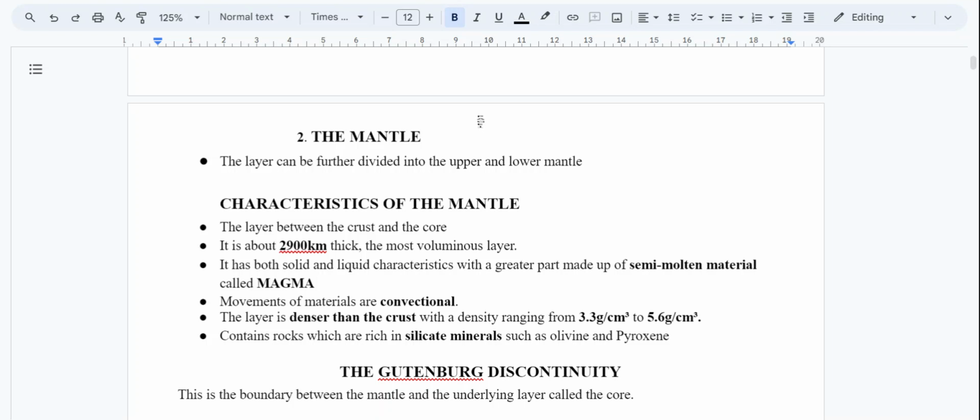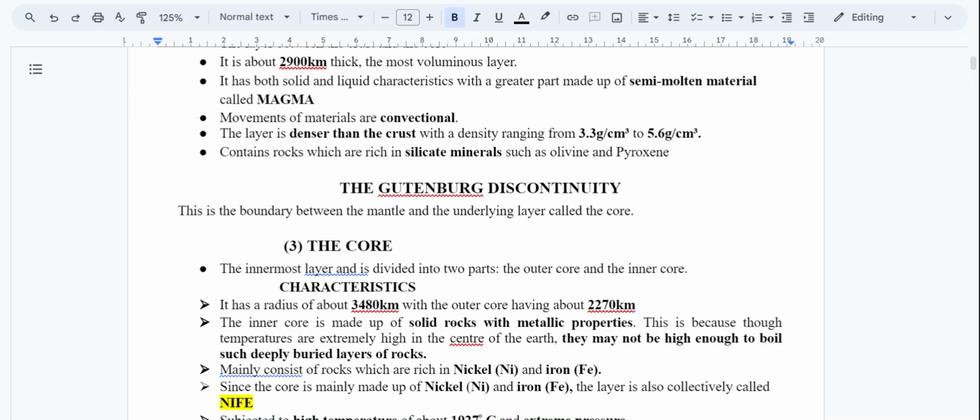In the mantle, there are convective movements taking place. The layer is denser than the crust. That is why it is under the crust. Now between the mantle and the core, there is another boundary that we call the Gutenberg discontinuity. This is the boundary between the mantle and the core.